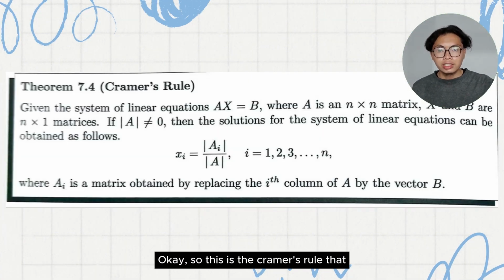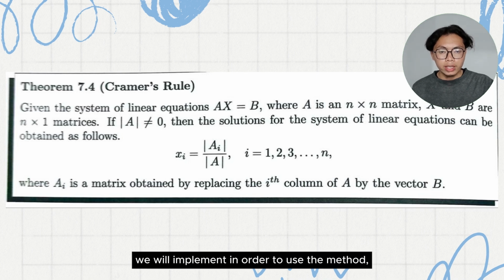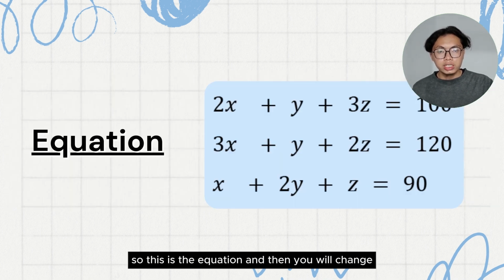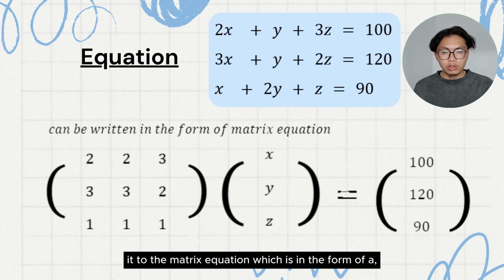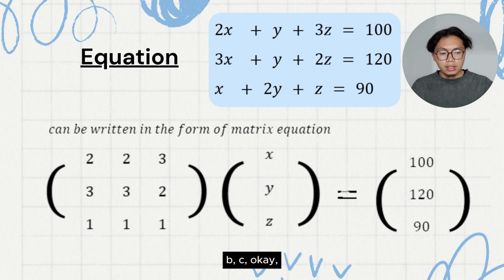Hello everyone, so today I want to explain about Cramer's method. Okay, so this is Cramer's rule that we will implement in order to use the method. So this is the equation, and then we will change it to the matrix equation, which is in the form of A, B, C. Okay, you can see this.